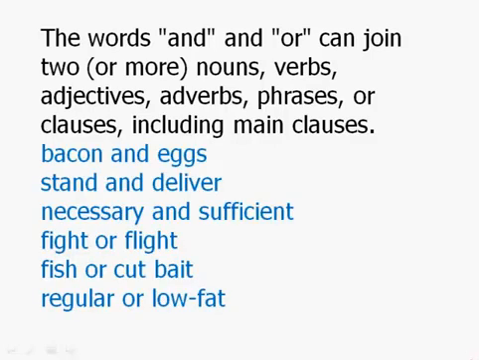Here we have some examples. Bacon and eggs, two nouns. Stand and deliver, two verbs. Necessary and sufficient, two adjectives. Fight or flight, two nouns. Fish or cut bait, two verbs. Regular or low fat, two adjectives.